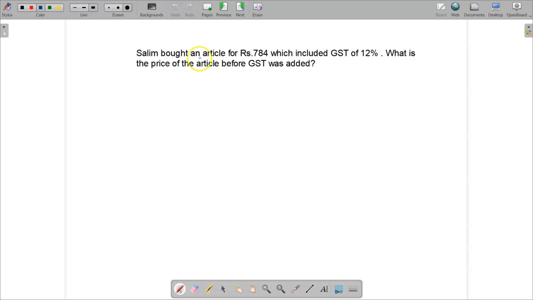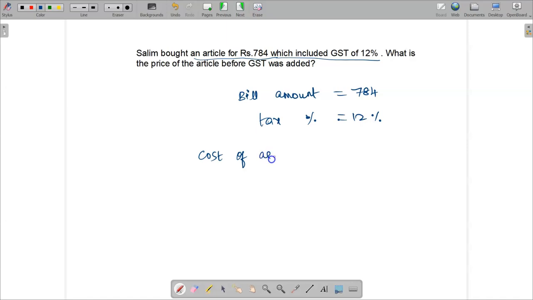Here they are saying that the article worth, including GST, is around 784. So the bill amount in the problem is given. The bill amount is 784 and the tax percentage is 12%. We know that the cost of the article plus the tax amount is equal to the bill amount.